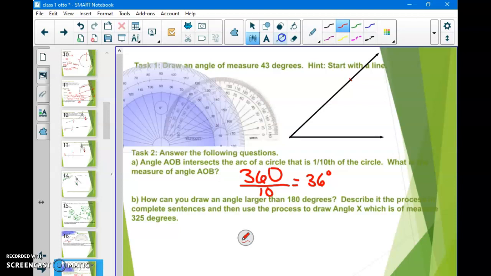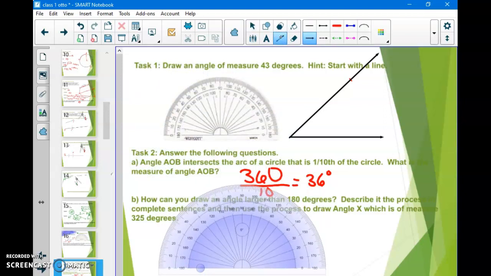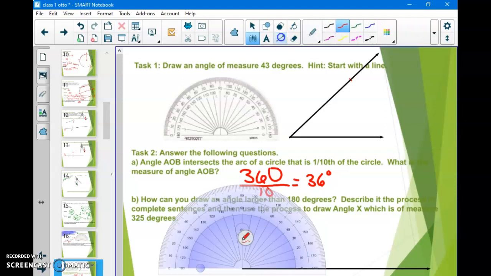How can you draw an angle larger than 180 degrees? Describe the process in complete sentences, and then use the process to draw angle X, which is of measure 325 degrees. So, let me take my compass, draw myself a straight edge, and we know that if I go the whole circle, that's 360. 360 minus the 325 gives me 35 degrees. So I'm going to make a mark out here at 35 degrees.